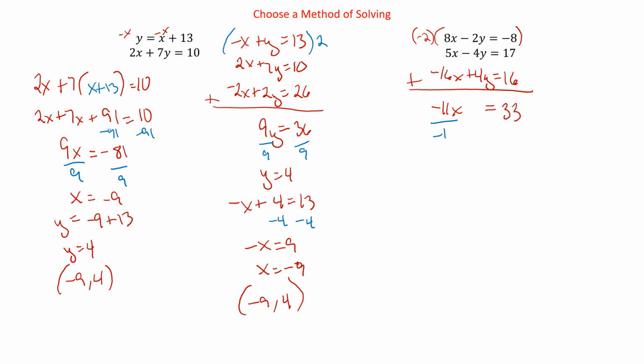Now we can divide by negative 11 to get x equals negative 3. Plug that into one of them. Let's plug it into the bottom one. 5 times negative 3 minus 4y equals 17. 5 times negative 3 is negative 15. Minus 4y equals 17. We can add the 15.